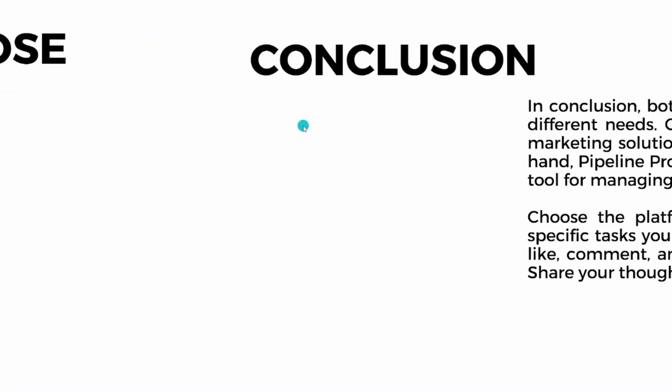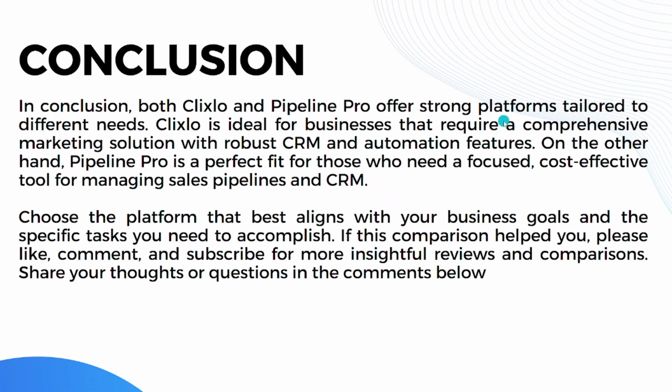And yes, that's it. So in conclusion, both platforms offer strong solutions tailored to different needs. Clixlo is ideal for businesses that require a comprehensive marketing solution with robust CRM and automation features. On the other hand, Pipeline Pro is a perfect fit for those who need a focused, cost-effective tool for managing sales pipelines and CRM. So you need to choose the platform that best aligns with your business goals and the specific tasks you need to accomplish.